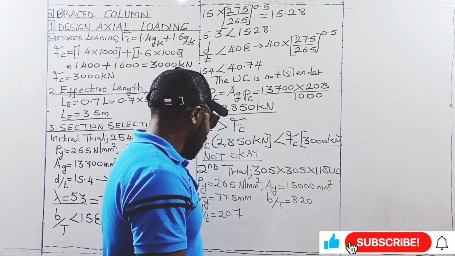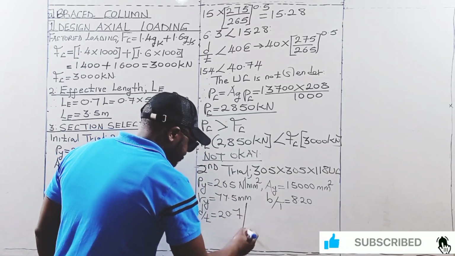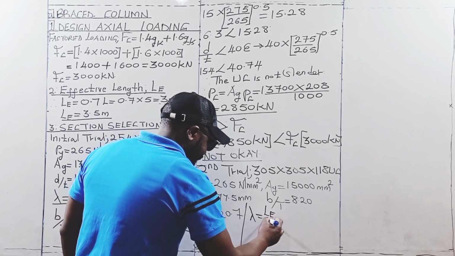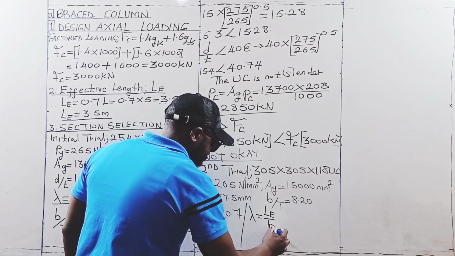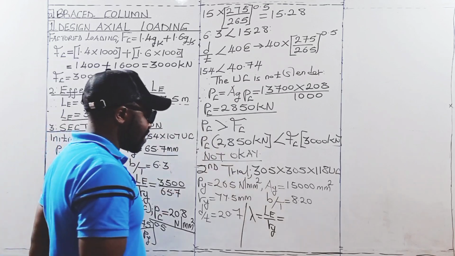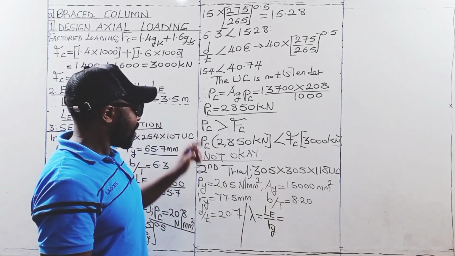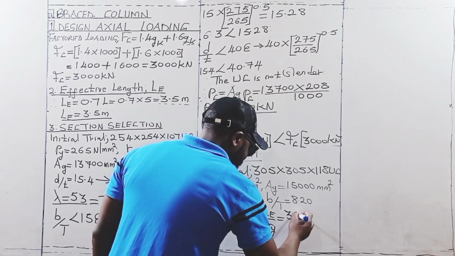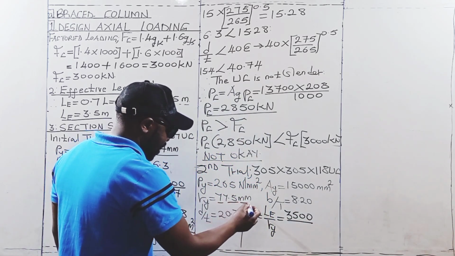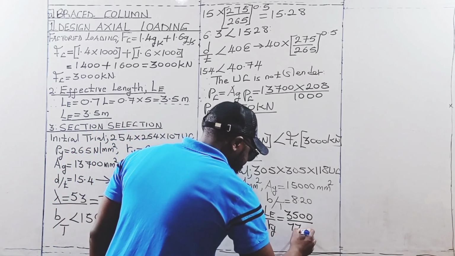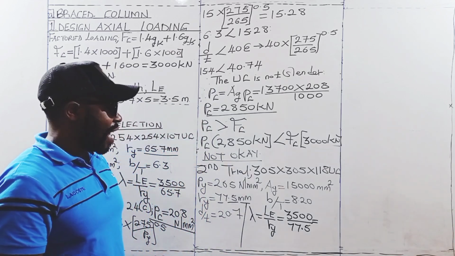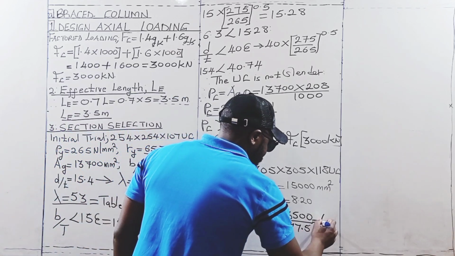So from there, we are going to calculate the slenderness ratio. And in this case, the slenderness ratio for this section will be given by effective length divided by the radius of gyration. And the effective length for this section is 3.5 meters. Converting to millimeters, we multiply 3.5 by 1,000, which is going to give us 3,500 millimeters, divided by the radius of gyration, 77.5 millimeters, and that is going to give us a slenderness ratio of 45.